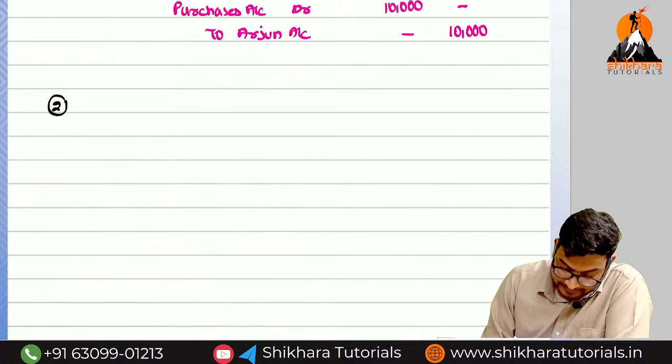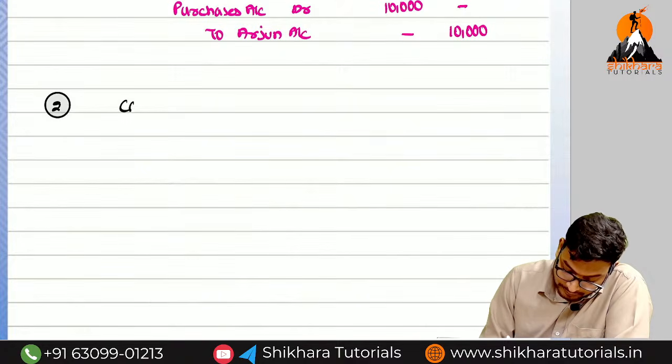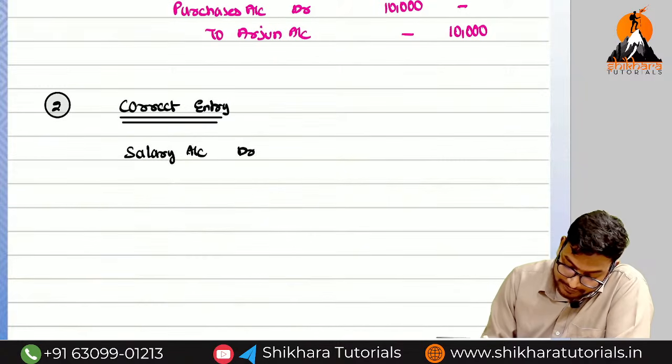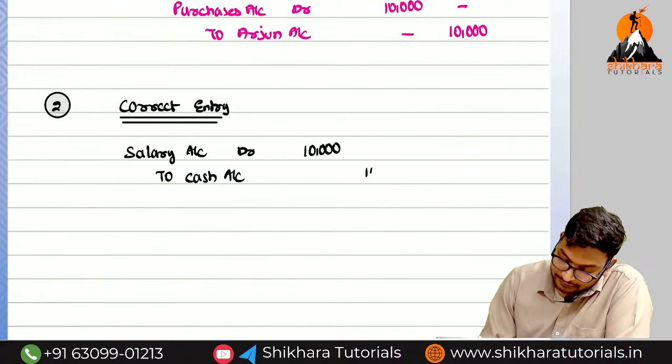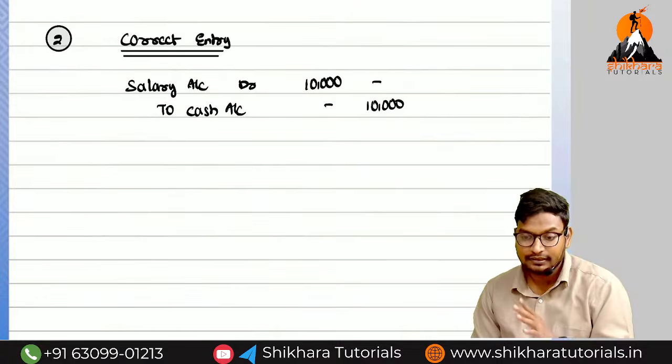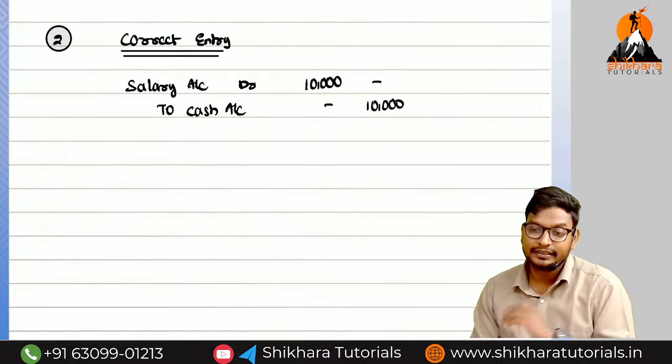So this is a second example. I am writing the correct entry first. Can you say the correct entry? Salary account debited to cash account. How much? 10,000. Okay, so directly I am going to prepare the trial balance. Easy? Debit means debit side, credit means credit side.